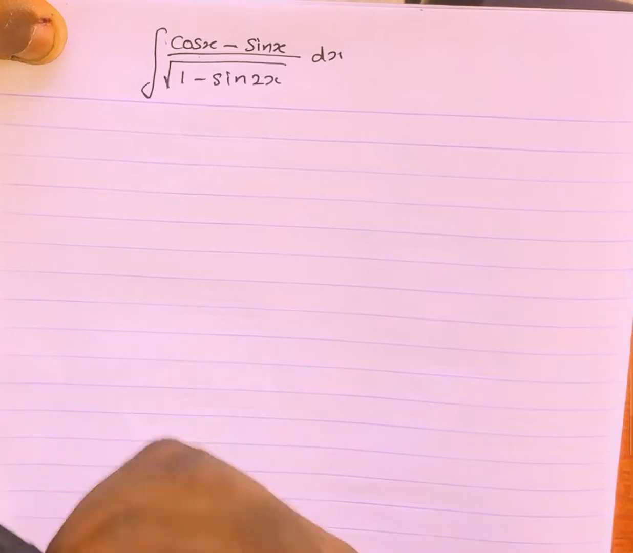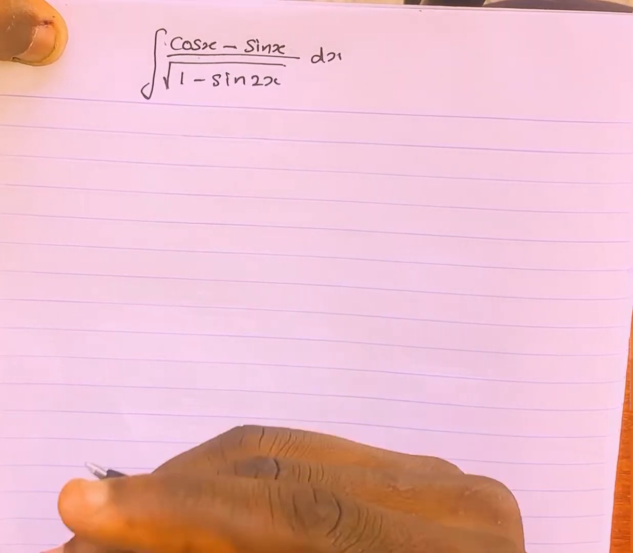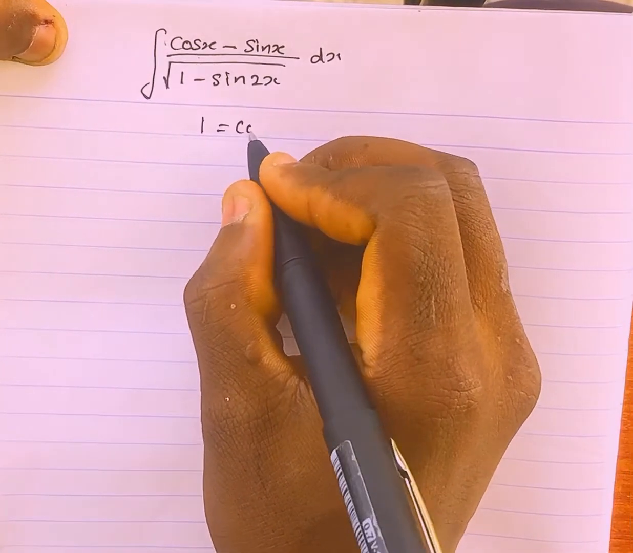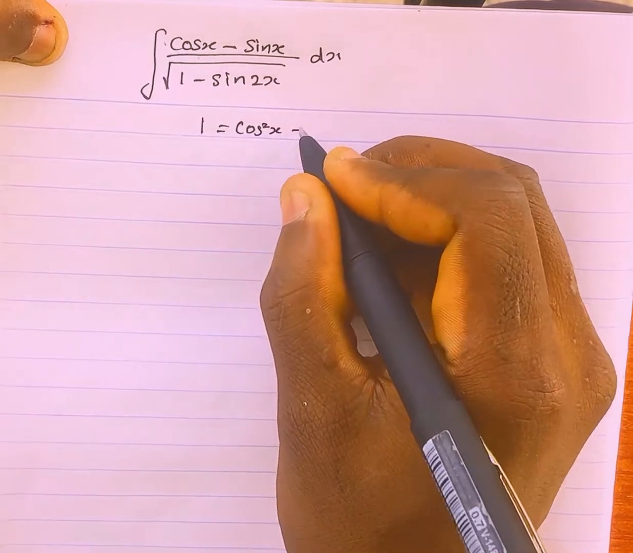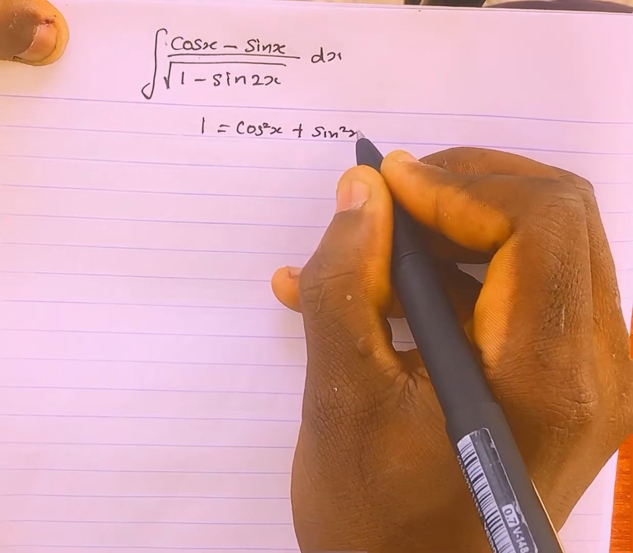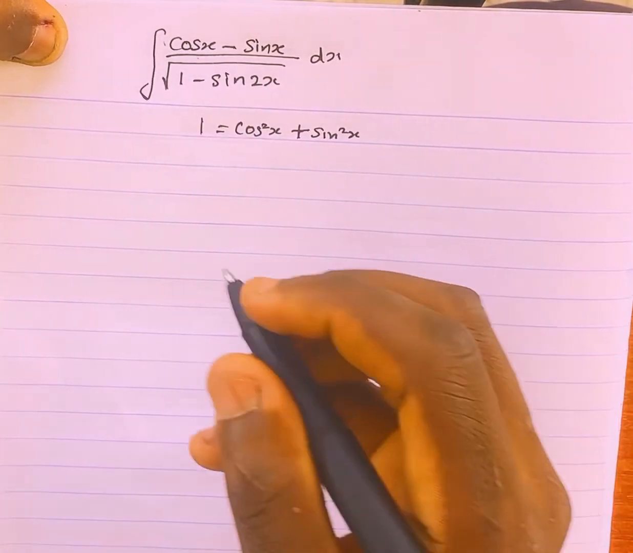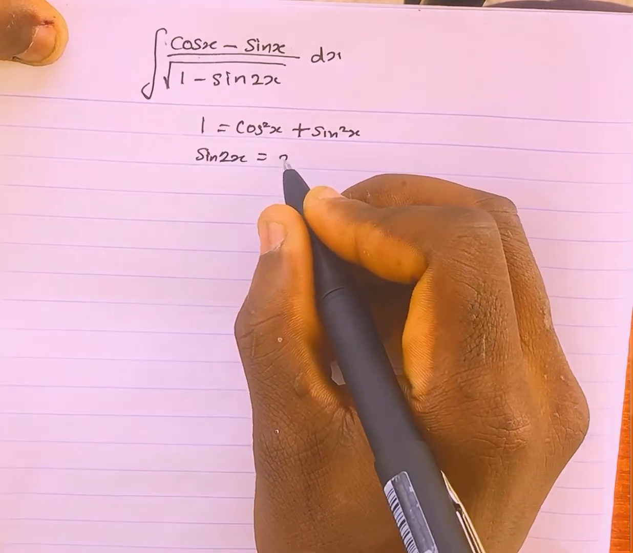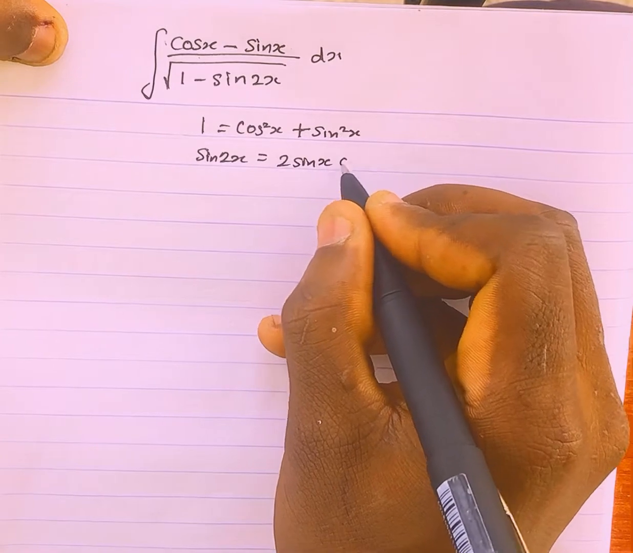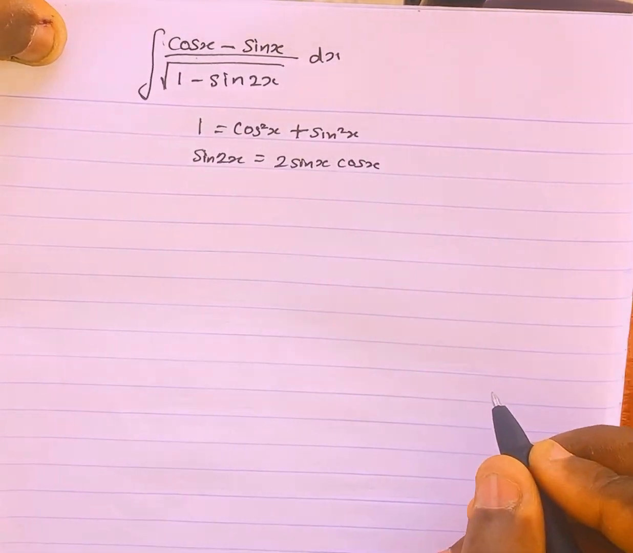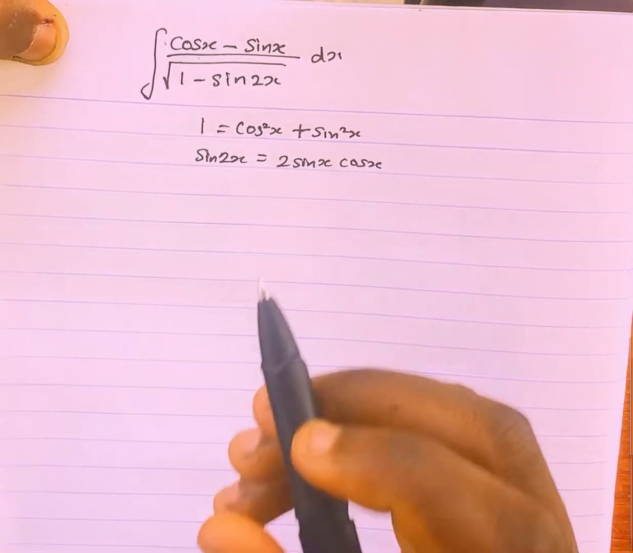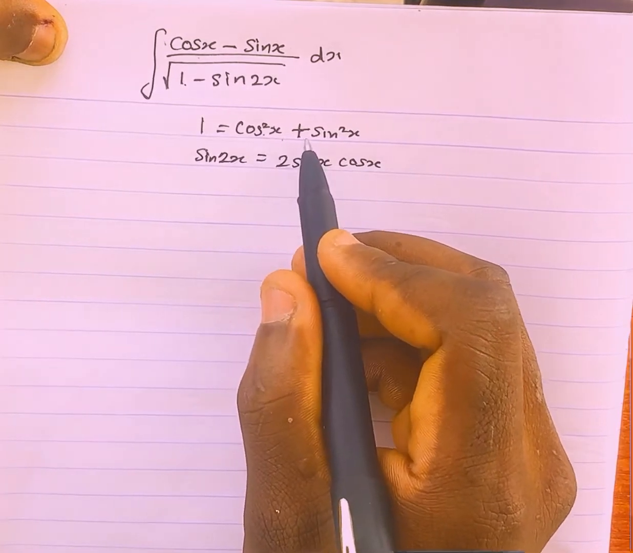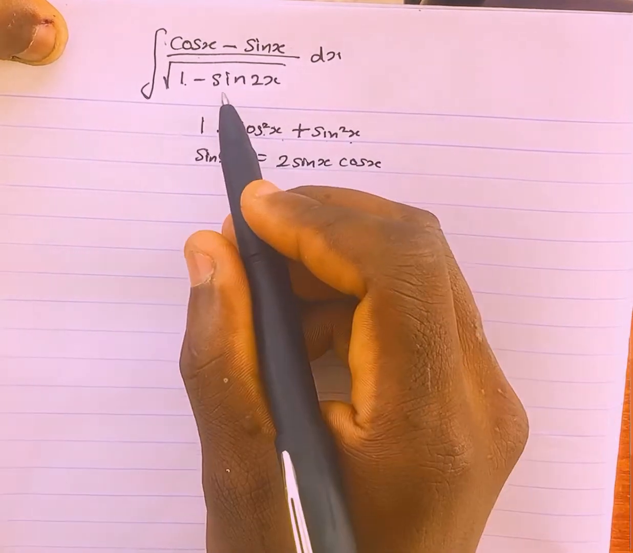Let's recall from our trigonometric identities. We know that 1 equals cos square x plus sin square x, right? And also we know that sin 2x equals 2 sin x cos x, right? So here we can easily replace 1 with cos square x plus sin square x, and also sin 2x with 2 sin x cos x.